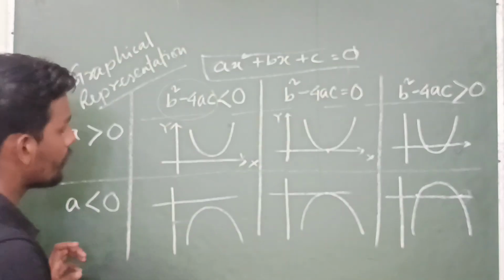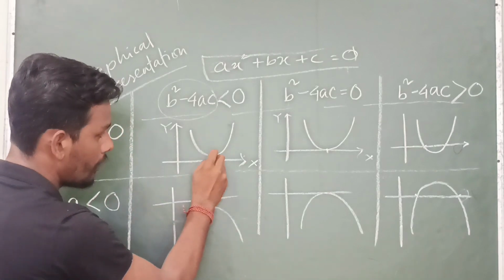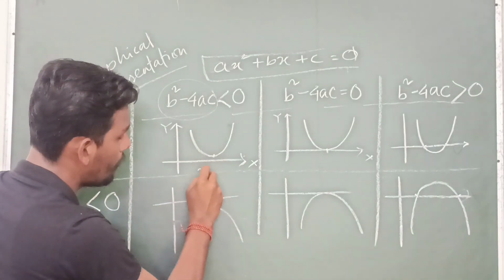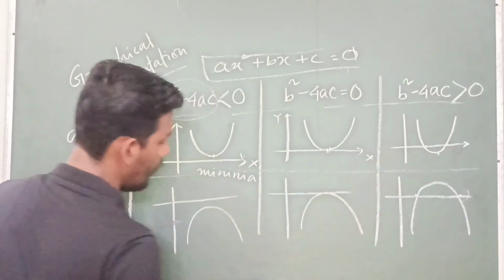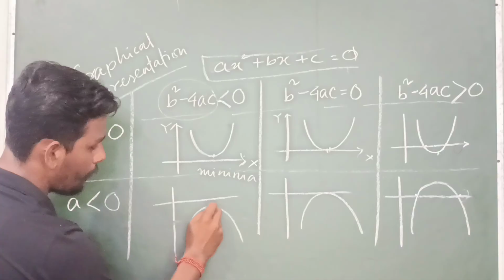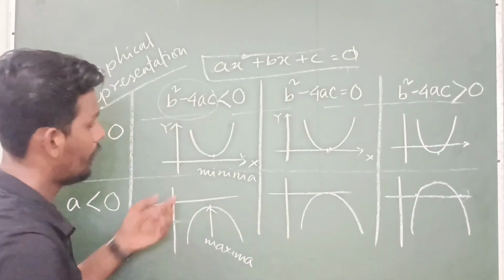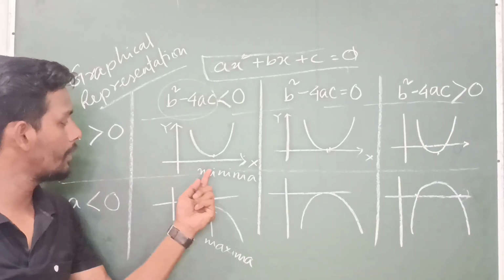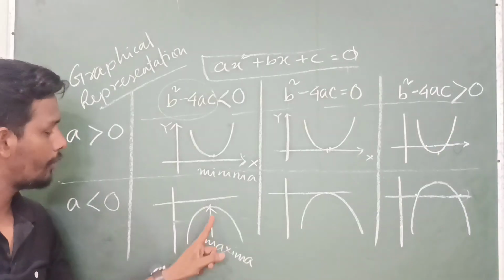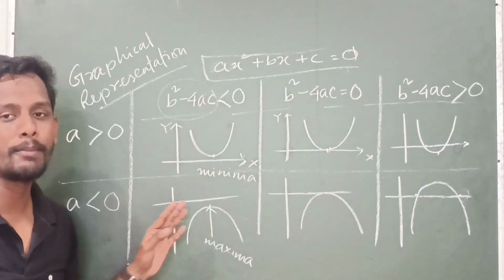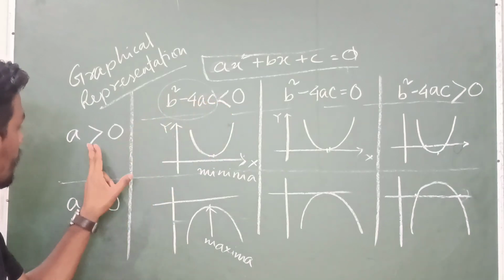Also, you can write these points. This is the minimum point. This point is called minima. This also is minima, this is also minima. But this point is called maxima. Keep this word in mind. When a is greater than 0, the point will be a minimum point, minima, and when a is less than 0, it will be a maximum point, maxima. So these are the six types of graph based on the nature of b square minus 4ac and on a.